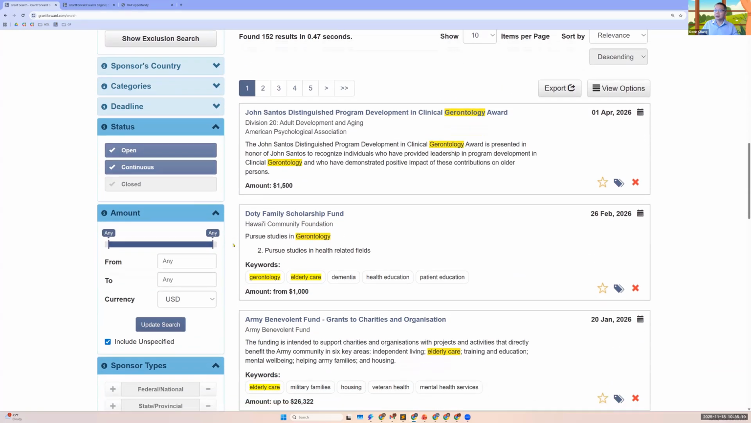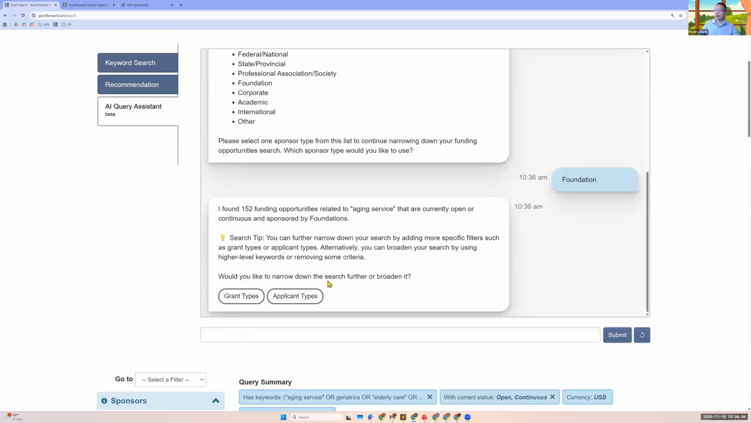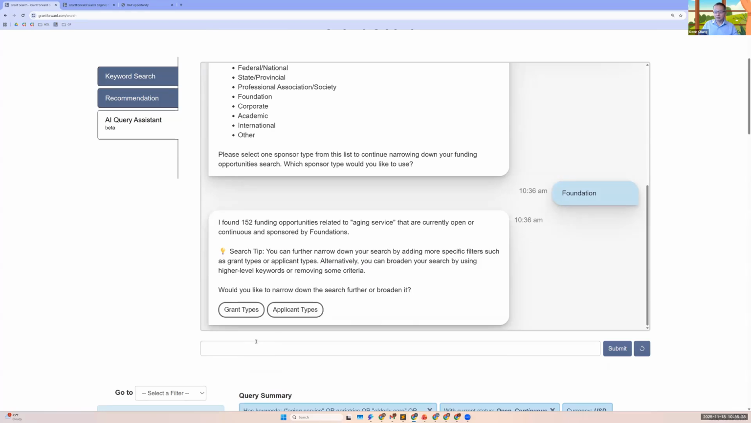If you scroll down, you will see GrantForward actually applied the filter and the keywords for you through the AI query assistant. You can keep conversing with the AI query assistant to further formulate your query. And then it guides you through this search process.